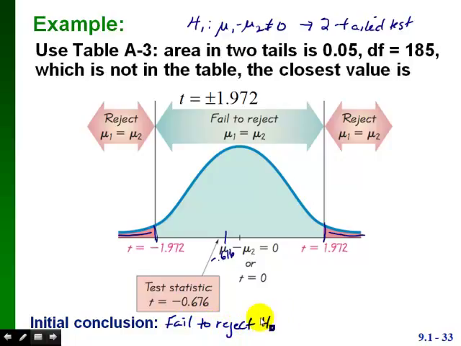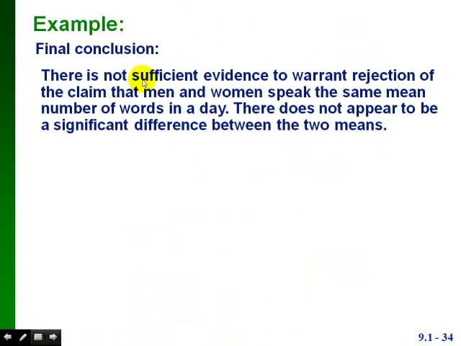Now this one, our final conclusion, is worded a little differently because of what the claim was. The claim was that men and women do speak the same mean number of words in a day. So the claim was actually that the means are equal. So the question is whether we've got enough evidence to reject that claim or not, and we don't. And again, anytime that we're failing to reject the null hypothesis, the fail and the not go together. So the fail is going to say we don't have sufficient evidence.